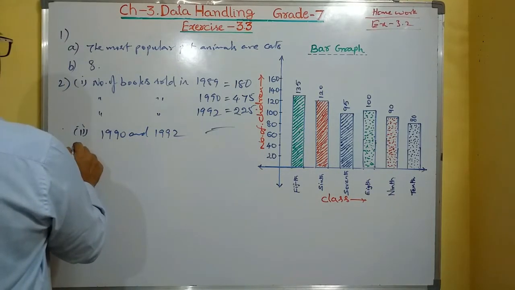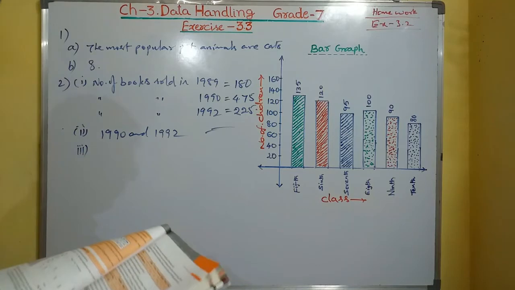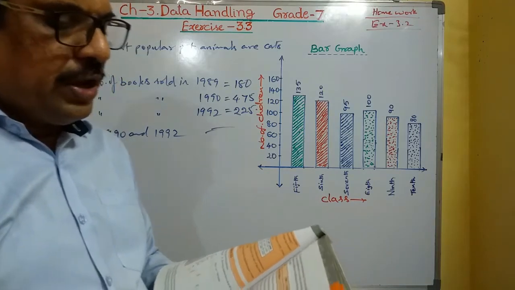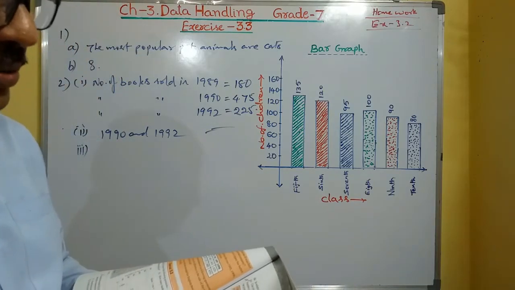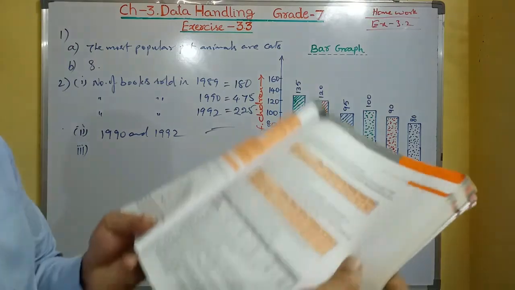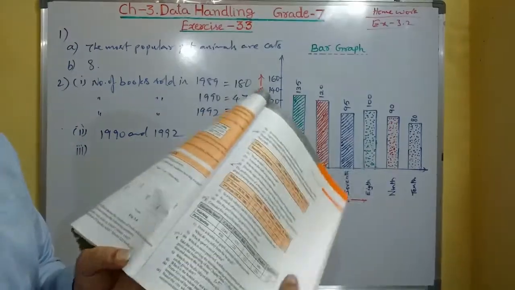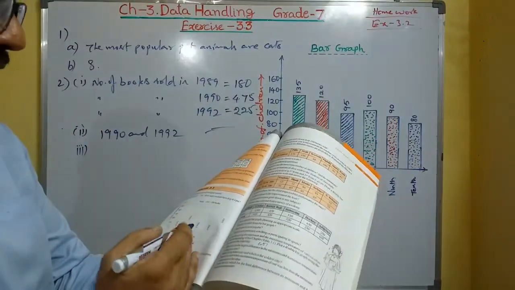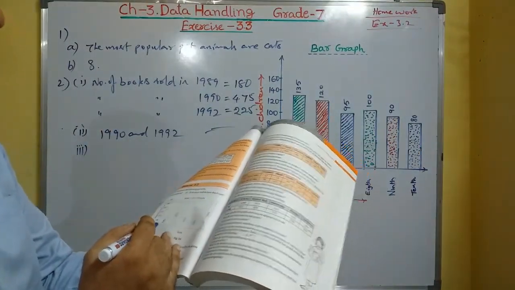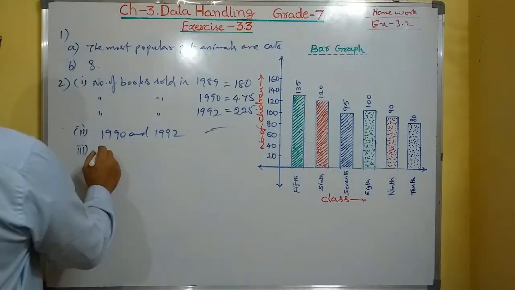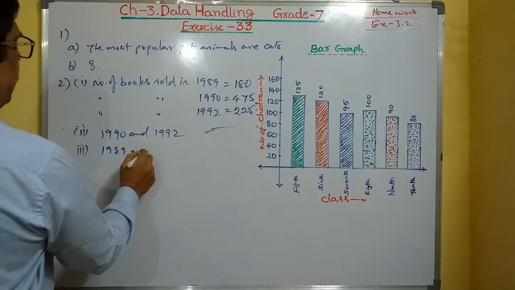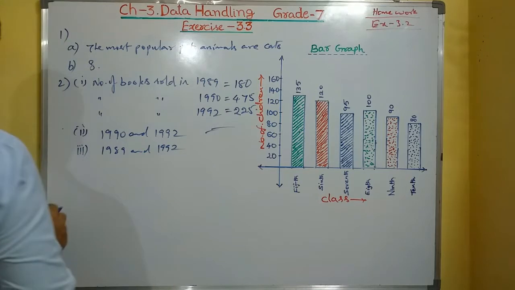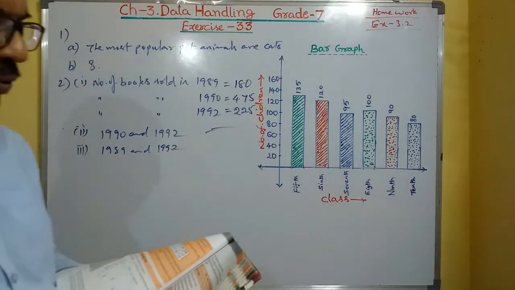Now we have to answer the third question. In which years were fewer than 250 books sold? The number of books sold must be less than 250. Those two are 1989 and 1992. Okay.